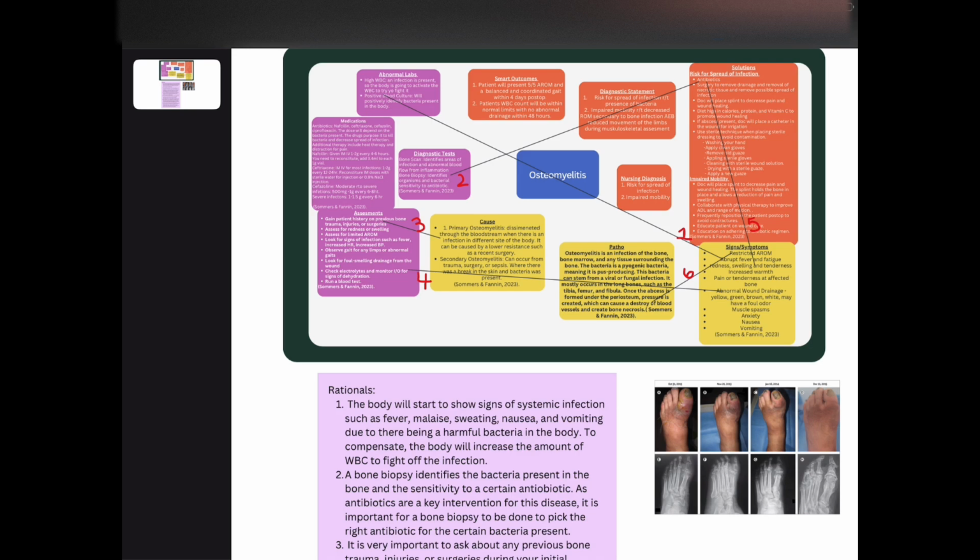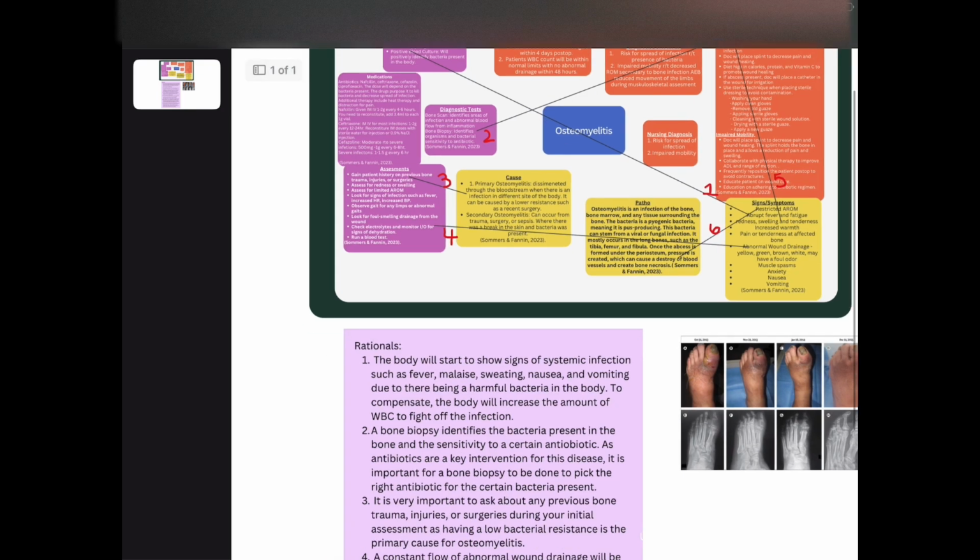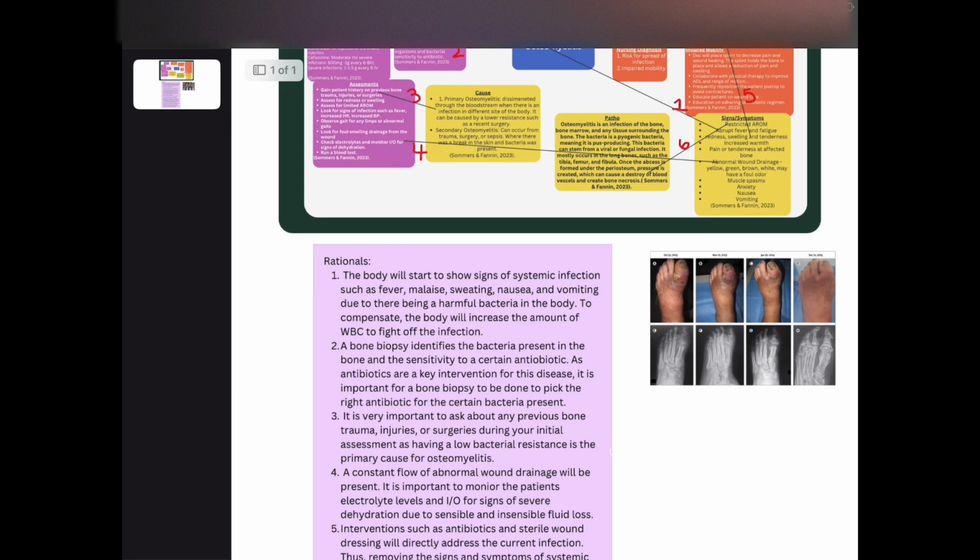Number two, I did connect the diagnostic test. I'm so sorry, I'm losing my voice. And, excuse me, the antibiotics. A bone biopsy identifies the bacteria present in the bone and the sensitivity to certain antibiotics. As antibiotics are a key intervention for this disease, it is important for a bone biopsy to be done to pick the right antibiotic for the certain bacteria present. Like I said, we don't want to just be giving our patient random antibiotics. We want to make sure it's the correct one.